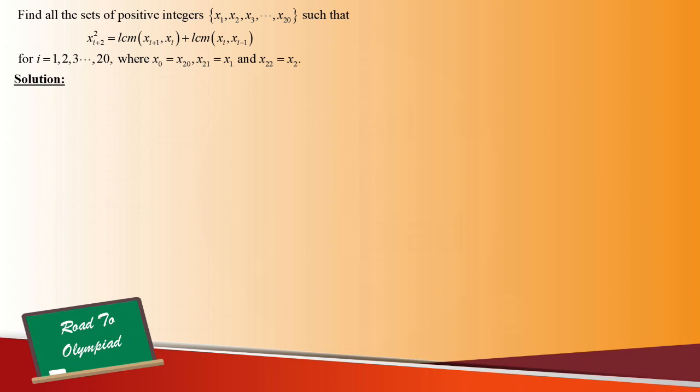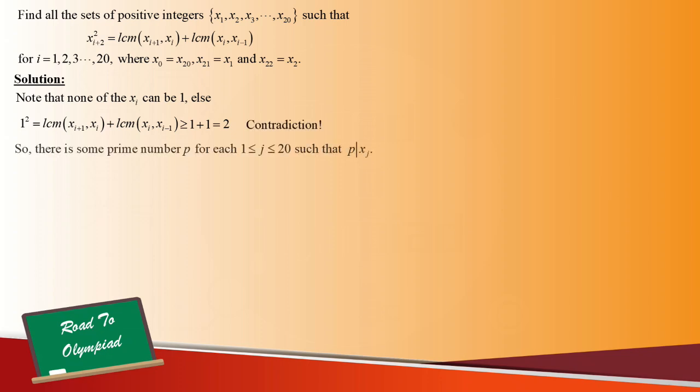To solve this problem, we start by noticing that none of the x_i can be equal to 1. Else, say if x_{i+2} is equal to 1, we have 1 squared is equal to the LCM of x_{i+1} and x_i plus the LCM of x_i and x_{i-1}, which is greater than or equal to 1 plus 1, since the LCM of any two integers must be greater than or equal to 1. And thus the sum is at least 2. This is clearly a contradiction.